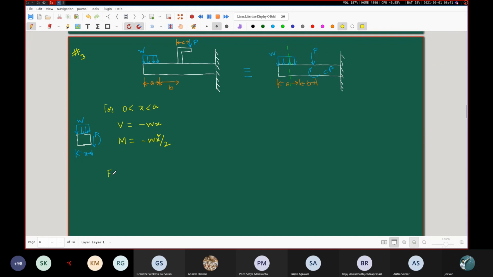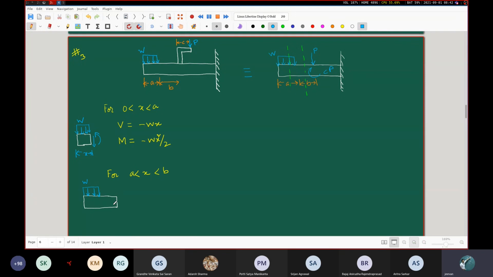Next, for x lying between a and b. So now what we are doing? We are taking a cut section in this part. And now for this, the diagram will be like this, where the full contribution from this distributed load is coming into the picture, unlike the previous case where each time it was a little bit increasing because of the variation in x.